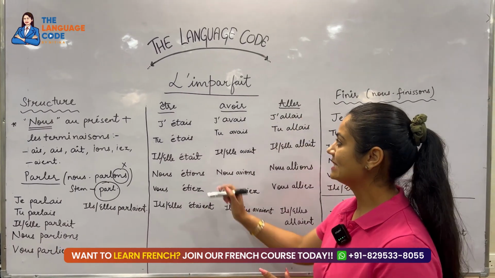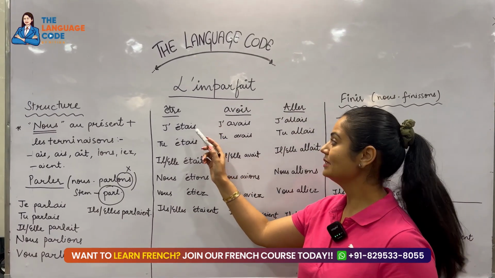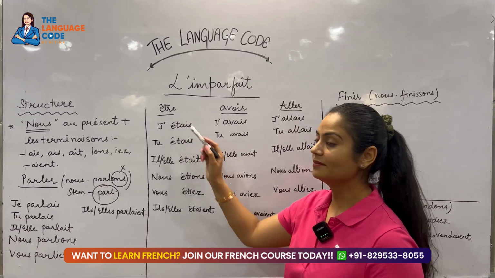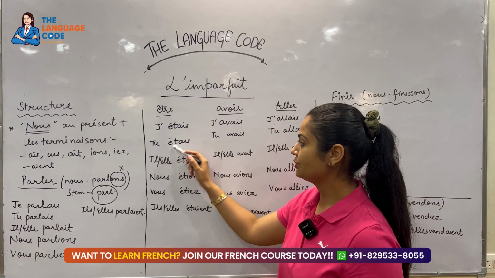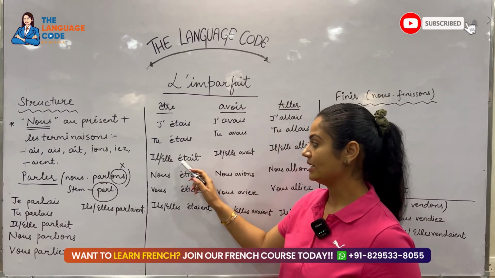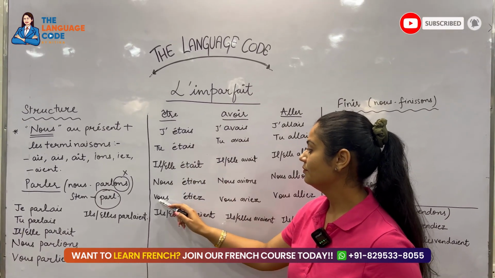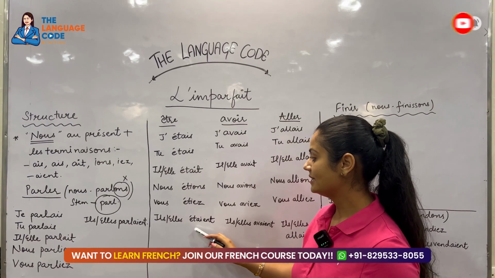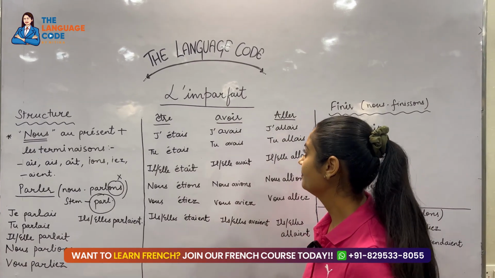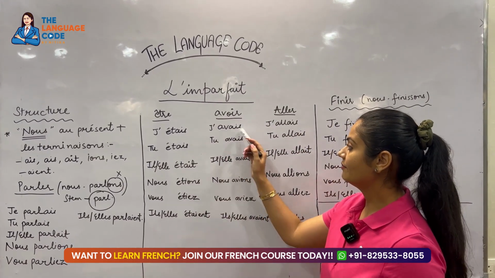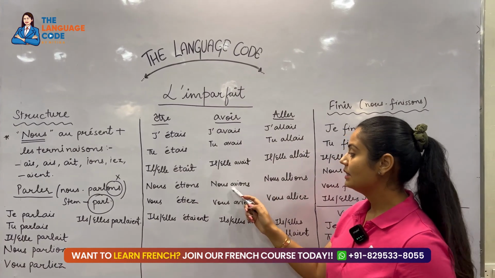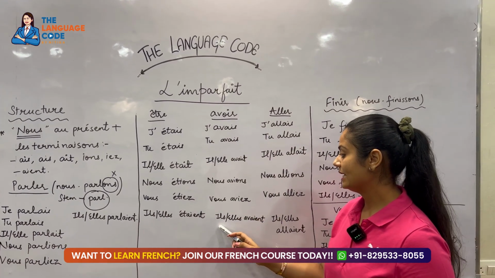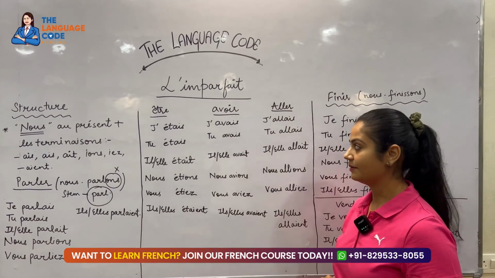So the first one is être. With être, the "ét" is the stem word. So we say j'étais, tu étais, il était, elle était, nous étions, vous étiez, ils étaient, elles étaient. Oui. Pour avoir, we have j'avais, tu avais, il avait, elle avait, nous avions, vous aviez, ils avaient, elles avaient.